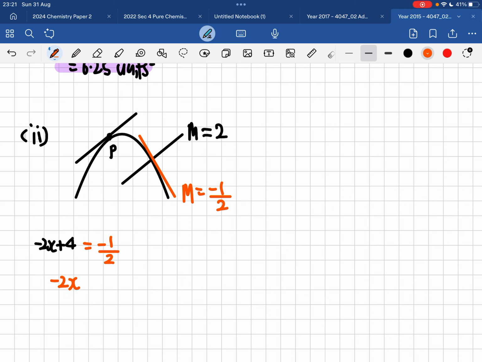So go and solve from here: negative 3.5. So x is actually, no, this one should be minus 4.5. So 4.5 divided by 2, this x is actually 2.25.